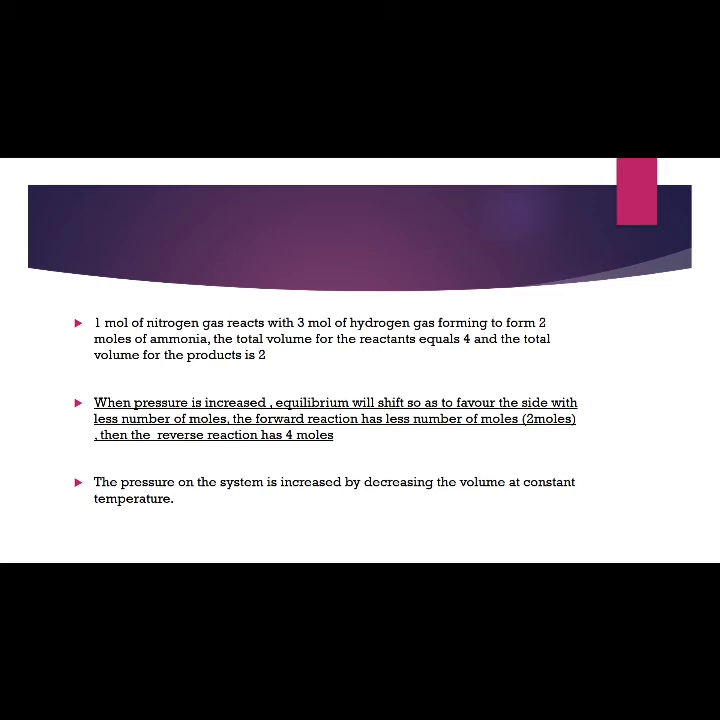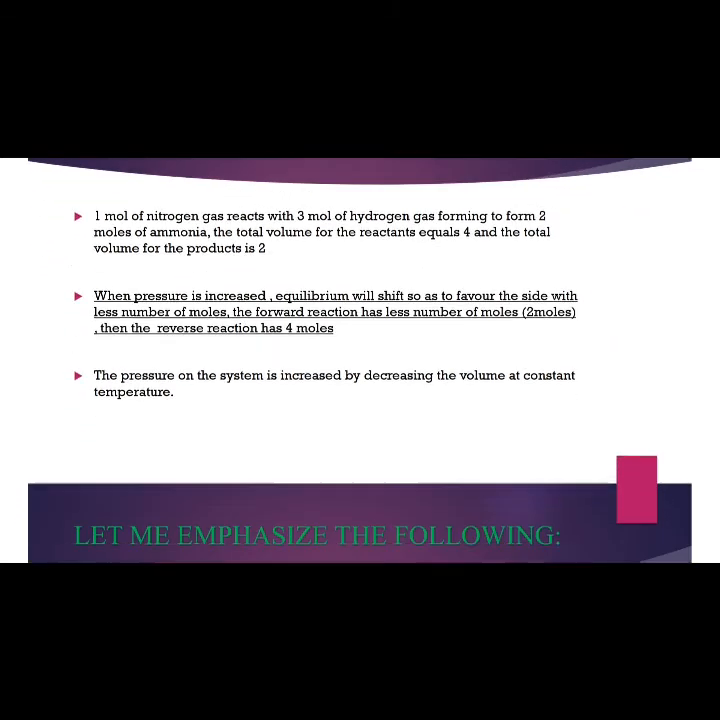When pressure is increased, equilibrium will shift so as to favor the side with less number of moles. The forward reaction has fewer moles, it has 2 moles of ammonia. Then the reverse reaction has 4 moles of reactants. The pressure on the system is increased by decreasing the volume at constant temperature.